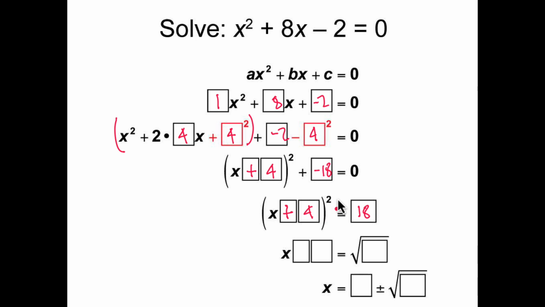We take the square root of both sides and we get x plus 4 is equal to plus or minus the square root of 18. And now we can find the two roots. We get rid of 4 from the left side and we get x equals -4 plus or minus the square root of 18.